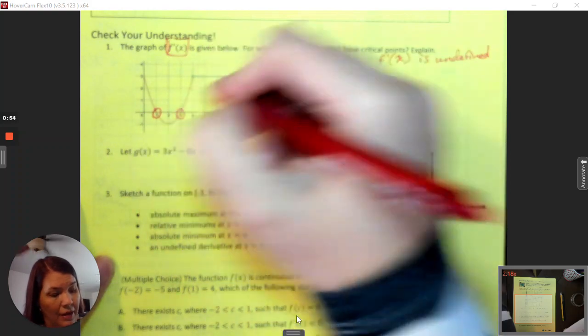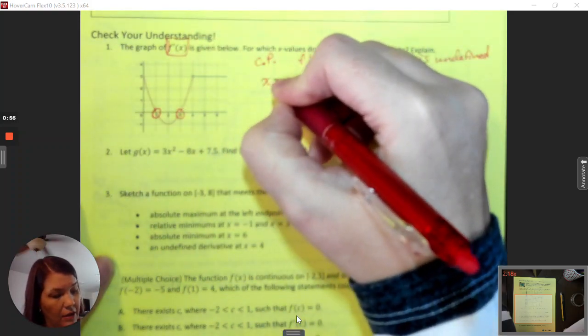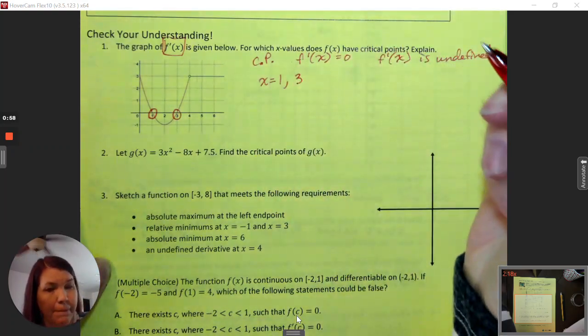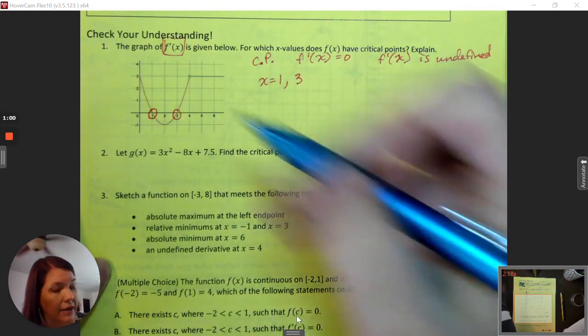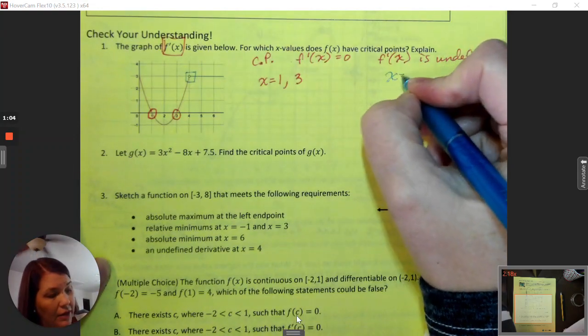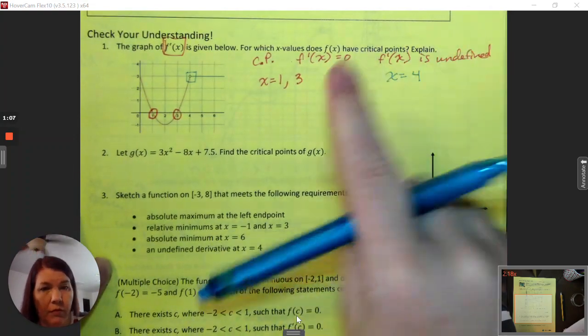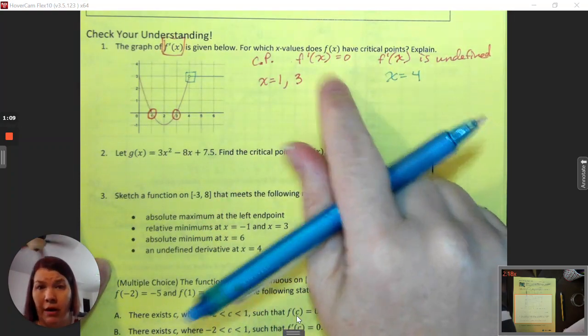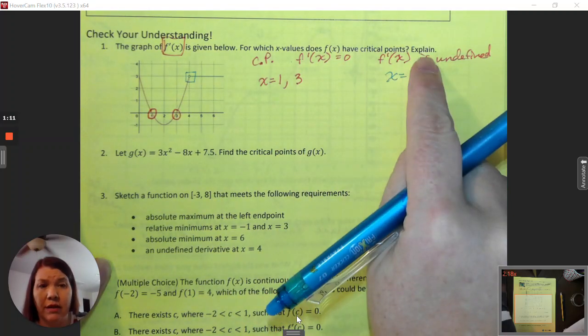Happens right there and there. So it's equal to 0 at x equals 1 and x equals 3. And where is it undefined? So it's undefined right here because there's an open circle. So it's undefined when x equals 4. And so those are the critical points, and I've explained as I've been writing.